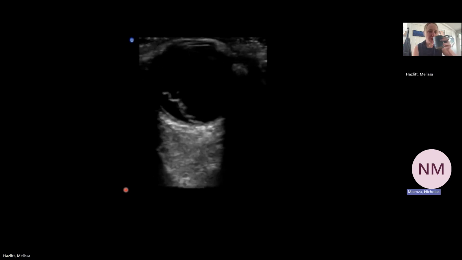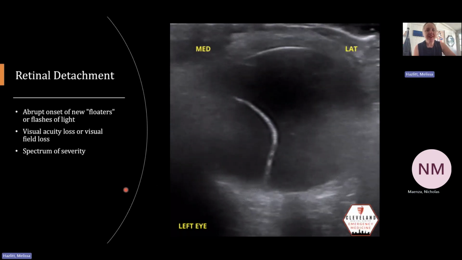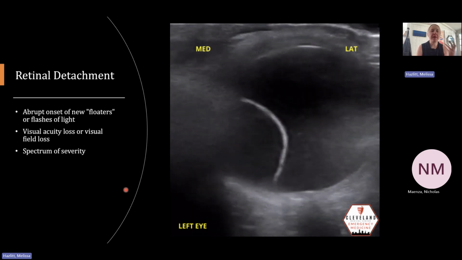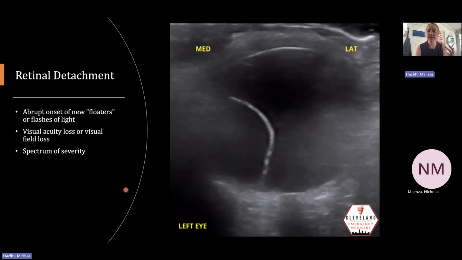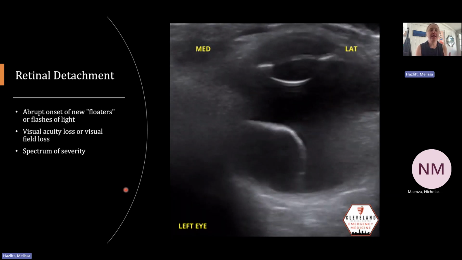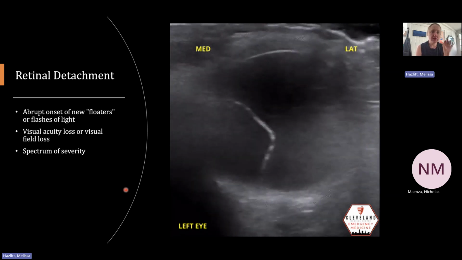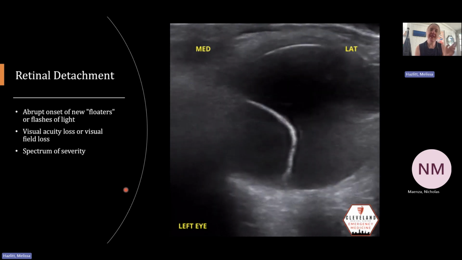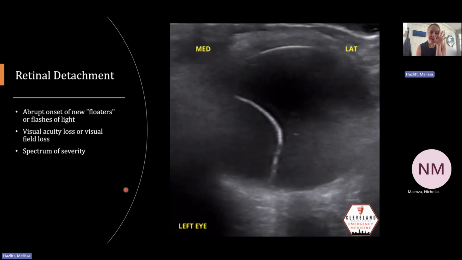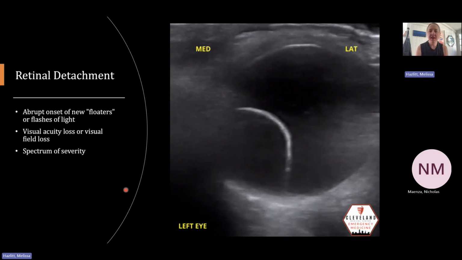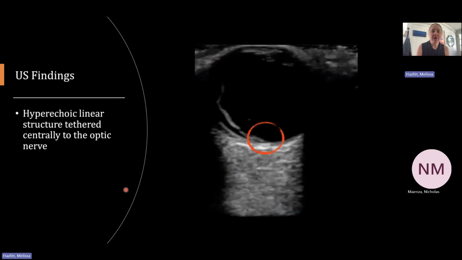Easy one. It's like a retinal detachment. Yep, and just a reminder of what this patient will come in with: they might have floaters, they might have flashes of light in lieu of having complete vision loss. That vision loss can be along a whole spectrum. I think of it very physically: how much of the retina is actually peeled away will impact how much of their visual field is lost. So on ultrasound, you get that hyperechoic line and it's tethered to the optic nerve.